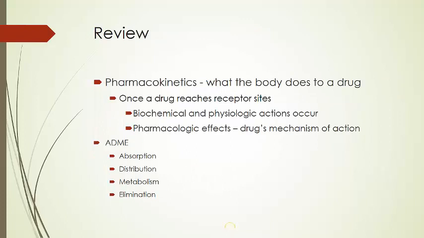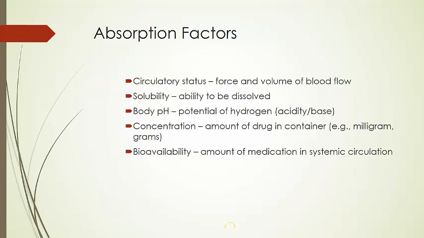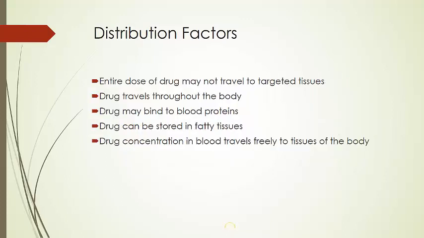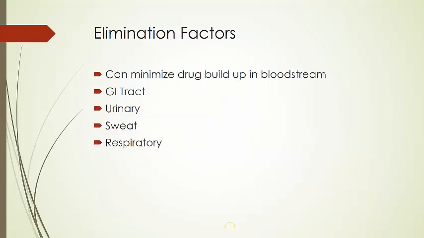Pharmacokinetics, what the body does to the drug. Once the drug gets to the receptor sites, changes happen, actions happen. We're looking at the absorption, distribution, metabolism, and elimination of the drug within the body. So absorption factors: circulatory status, solubility, the body's pH, the concentration of the drug, and the bioavailability. For distribution, we're looking at how much drug do they get, the dose, how did it travel through the body, is it bound in proteins, is it in plasma. Elimination, we're looking at do they have adequately functioning elimination methods, do they make urine, are they constipated, are they sweating, are they breathing.